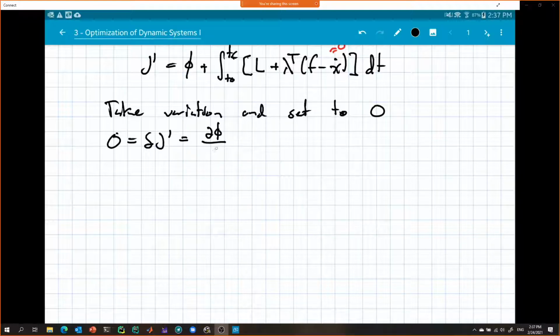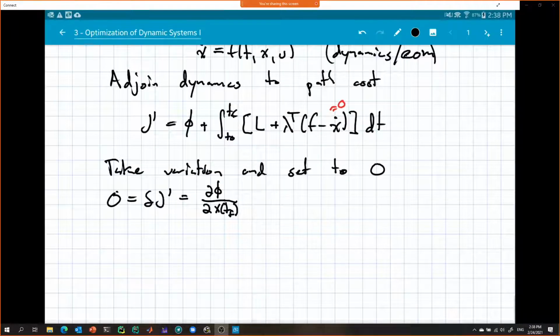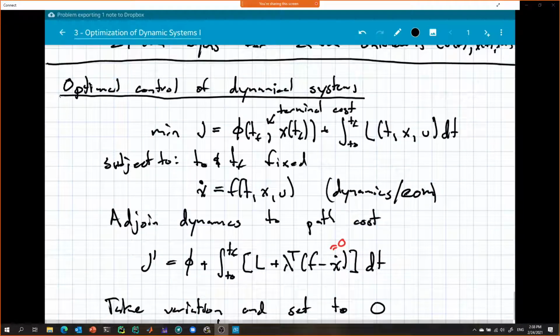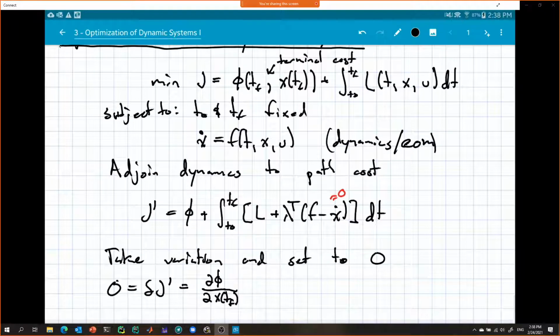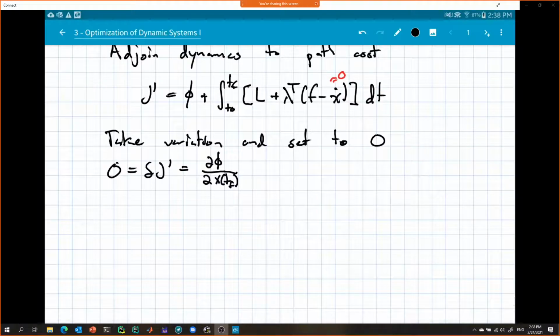So the first variation is for the terminal cost. So we take the partial. What changes in this? Since the terminal cost is dependent on tf and x at tf, at the final time, but the final time is fixed, we only have to care about its variation with respect to the final state. And then we have everything in the integral.